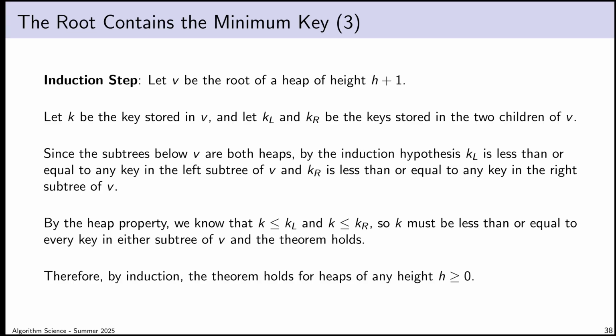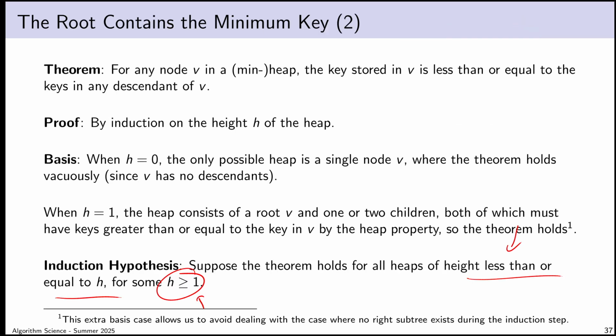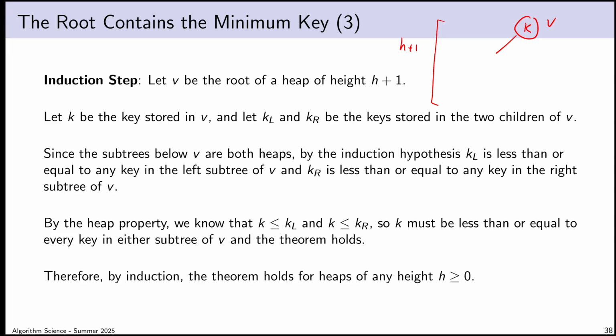All right, so the induction step is, let's consider a heap of height h plus 1. So there it is, and it's got a root. We'll call the root v, and it has key k in it. And then it's going to have 2 subtrees. Now, observe that in my hypothesis, h is greater than or equal to 1. That means h plus 1 has to be greater than or equal to 2 here.